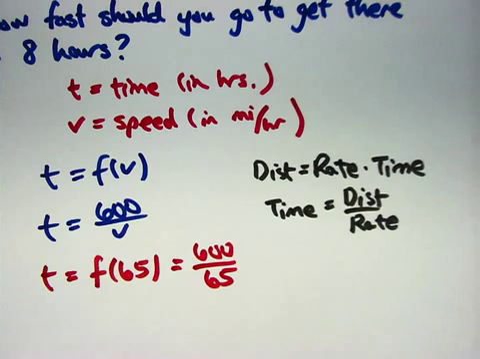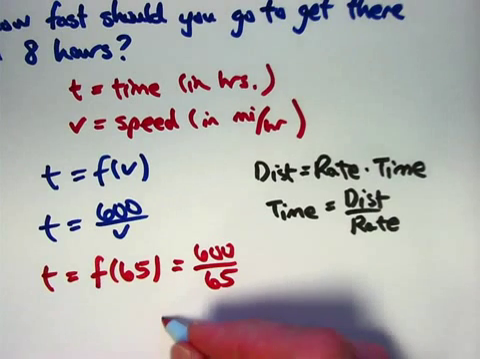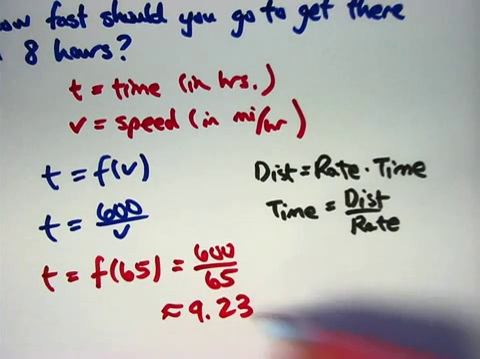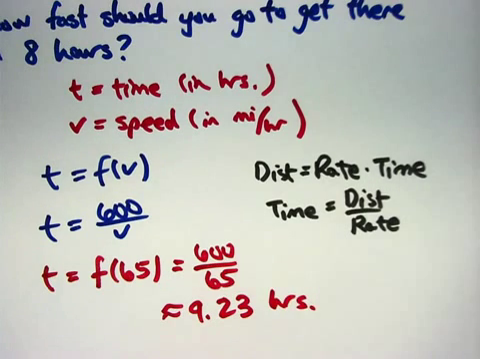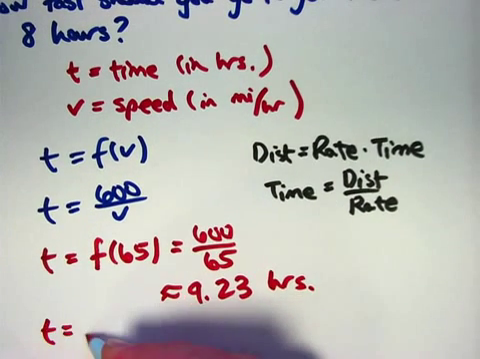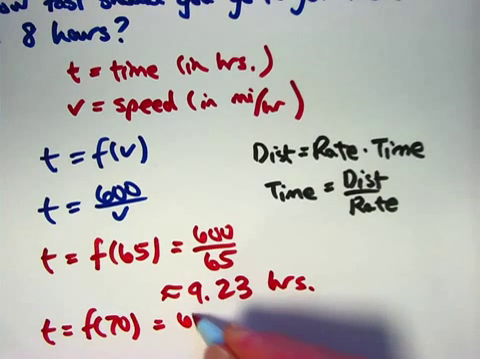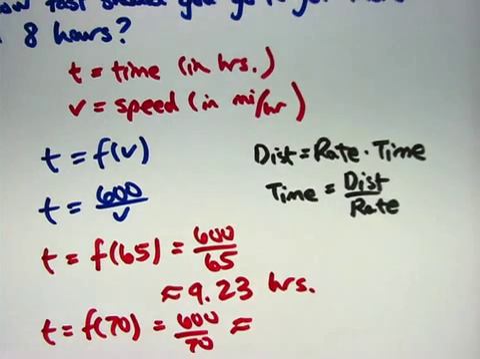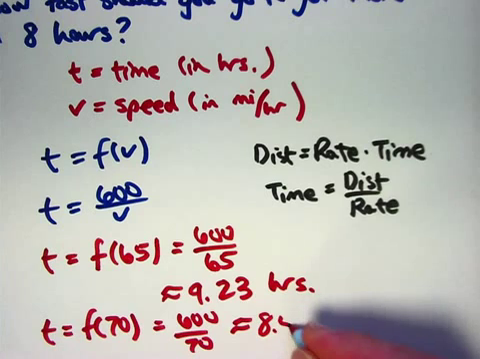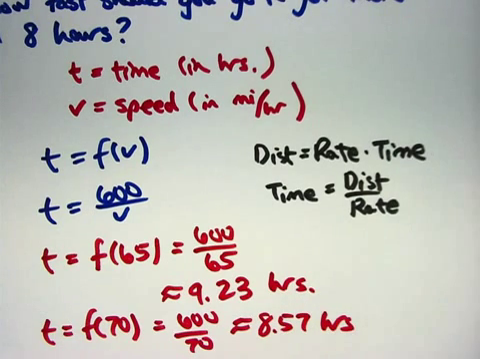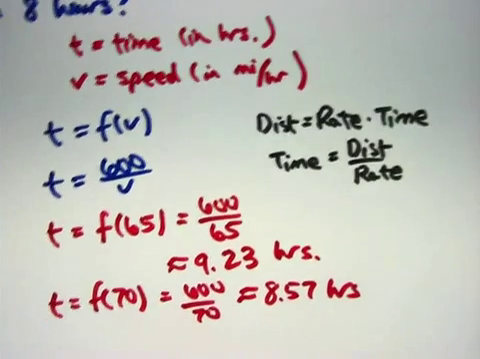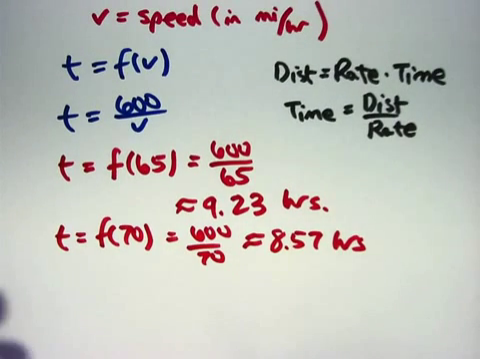I'll go ahead and use my calculator. You can use yours. I'm not going to show it to you. It's about 9.23 as a decimal approximation, and that would be in hours. If you go 70 miles an hour, you would do 600 divided by 70. Do that in your calculator, and you get about 8.57 hours. It's a savings of about 3/4 of an hour, a little less, about 40 to 45 minutes or something. We could figure it out exactly if we wanted to. So going 5 miles an hour faster.